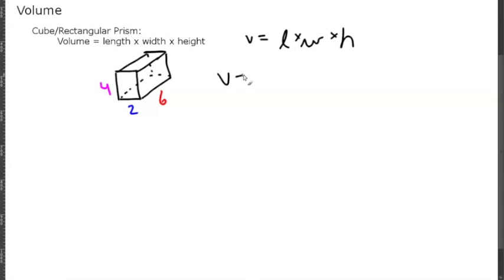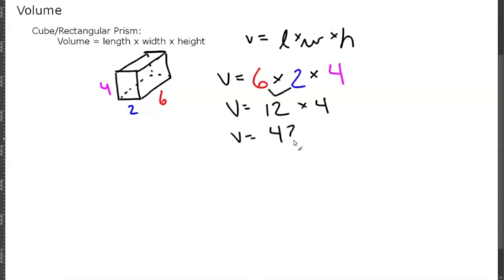So our volume is going to equal length, which we said was 6, times the width, which we said was 2, times the height, which we said was 4. So volume is going to be equal to 6 times 2 is 12 times 4. Since we took care of those numbers, 12 times 4 is going to be equal to 48. So the volume is equal to 48.